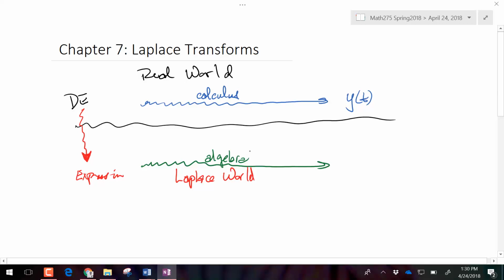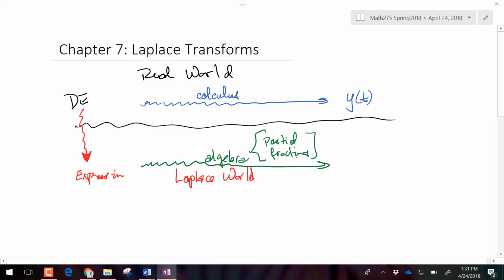The small caveat is that the algebra that you'll be doing in the Laplace world is partial fractions. Now, I don't know if you noticed, you learned partial fractions in Calc 2, but partial fractions is just algebra, right? You used it to help solve for integrals, which is calculus, but as you're doing the partial fractions, all you're doing is algebra.